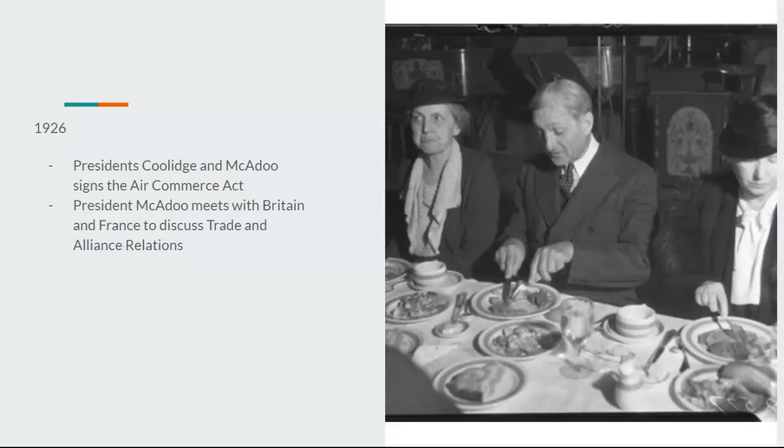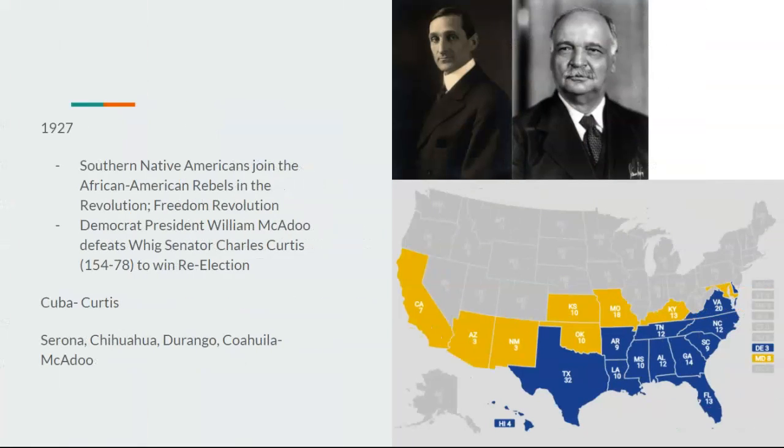Get rid of it. In 1927, the Southern Native Americans joined the African American rebels in the Revolution, which is now called the Freedom Revolution. So Southern Native Americans, who are essentially not given any freedoms either, it's essentially just white men and women. They get their rights, but everybody else's no. They join the African American rebels in this fight.